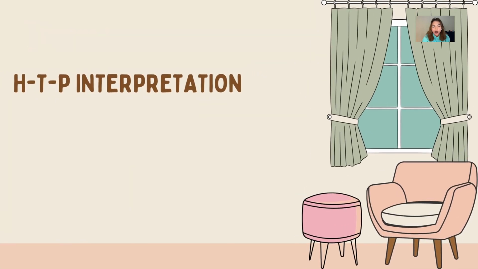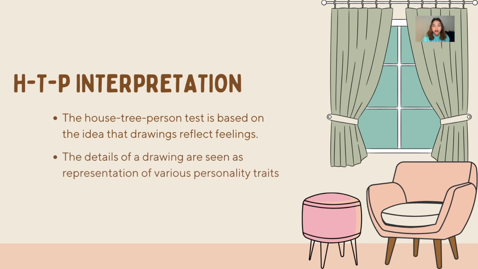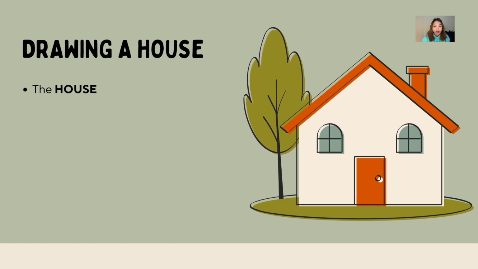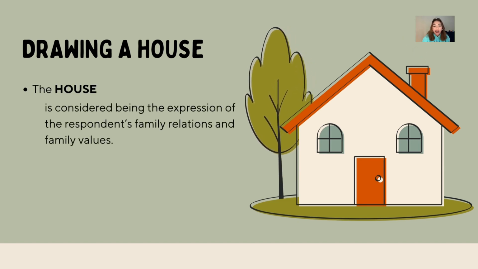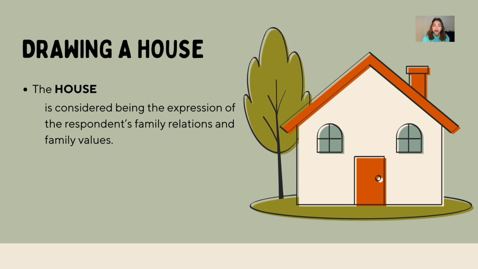So House-Tree-Person interpretation is based on the idea that drawing reflects feelings. The details of a drawing are seen as representations of various personality traits. In drawing a house, according to the book, the house is considered the expression of the respondent's family relations and family values.